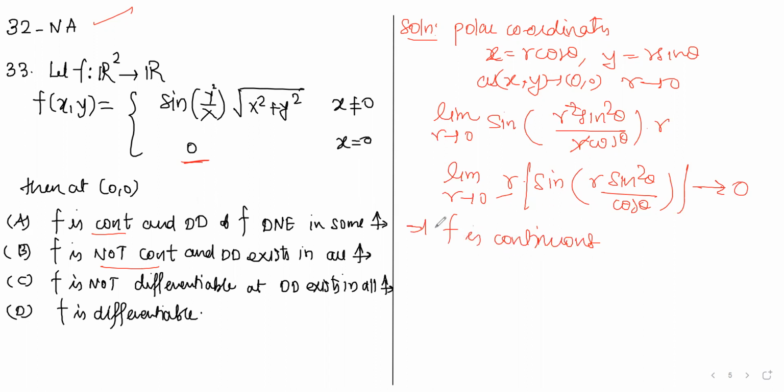But from here, can we discard any option? Yes, option B. Option B is saying that f is not continuous, so B is incorrect. Okay, so f is continuous at 0, 0.